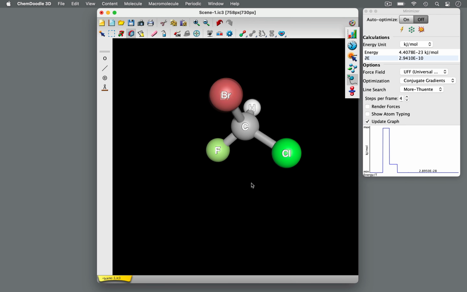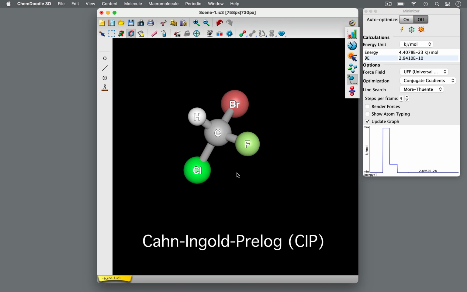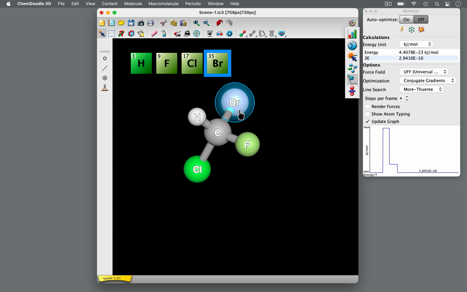To designate absolute configuration, R or S, the Ingold-Prelog rules of priorities are used. First, assign priorities to the 4 atoms bonded to the chiral carbon. The atom with the higher atomic number has priority. Here we have hydrogen, fluorine, chlorine, and bromine. Bromine has the highest atomic number, 35, so it's assigned priority 1.